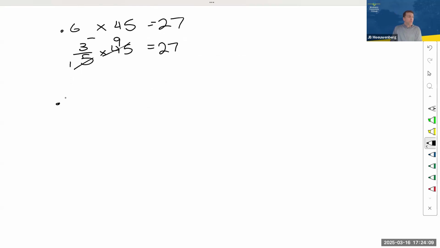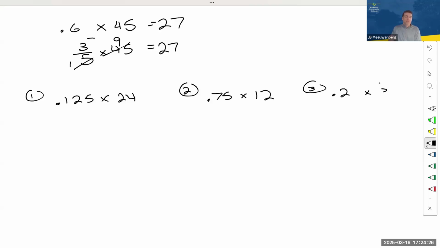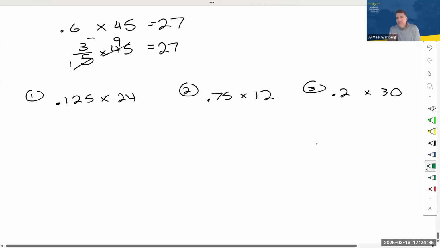Let's try 0.125 times 24. I'll have you do this one. And also try 0.75 times 12. And try 0.2 times 30. See if you can go back to those decimal and fraction equivalents and do these in your head. And even if you aren't able to do them in your head, see if you can at least do the substitutions and attempt them in a different way.